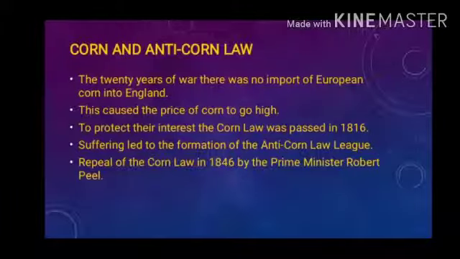Corn Law and Anti-Corn Law. During the 20 years of war, there was no import of European corn into England, and this caused the price of the corn to go high. But the agricultural lords stood to benefit by this. However, after the restoration of peace, the free flow of European corn was resumed, which brought down the price of English corn. This was resented by the English agriculturists, and so to protect their interest, the Corn Law was passed in 1816. This had disastrous effect on the poor.